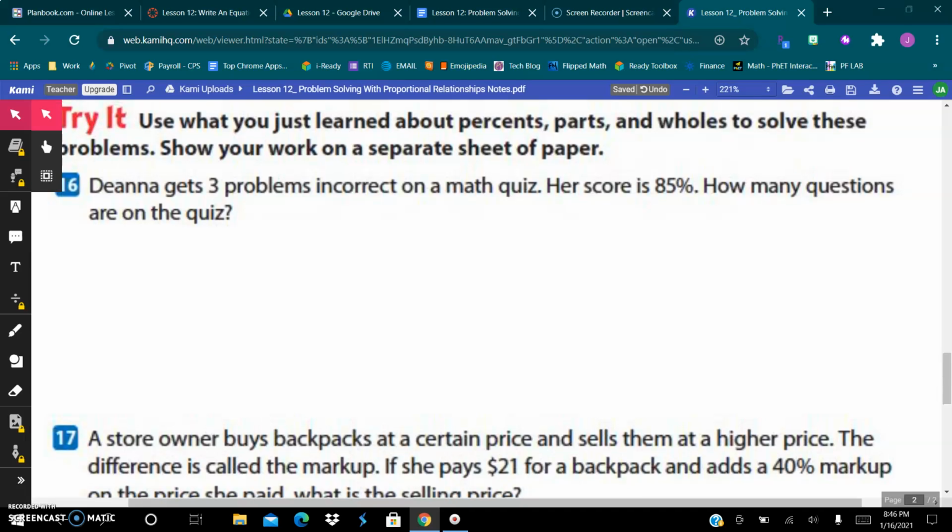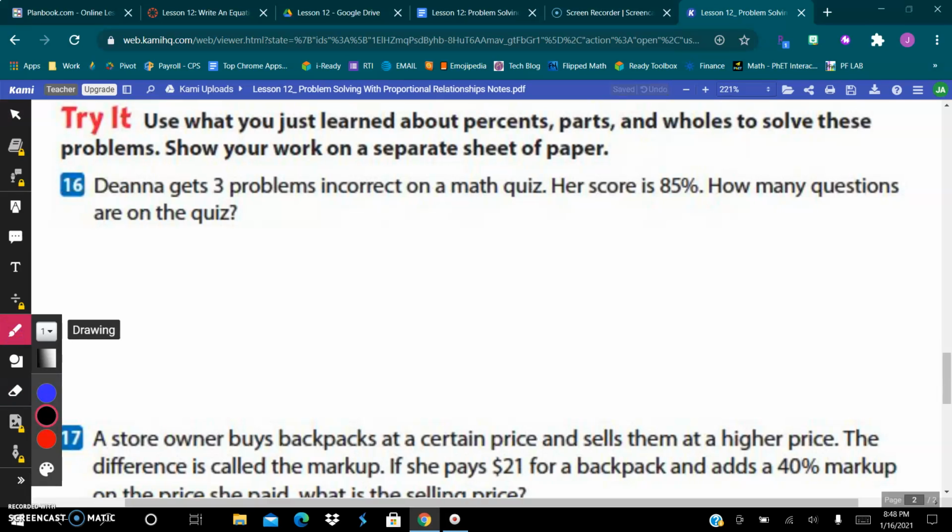All right, so try it. Deanna gets 3 problems incorrect on a math quiz. Her score is 85%. How many questions are on the quiz? All right, so if she got 85% right, that means she got 15% wrong, because we have to think about that, because we're talking about how many she got incorrect here. So there's 100% on the quiz. She had to have gotten 15% wrong because 100 minus 85 is 15. So 15% of something would be 3 questions incorrect.